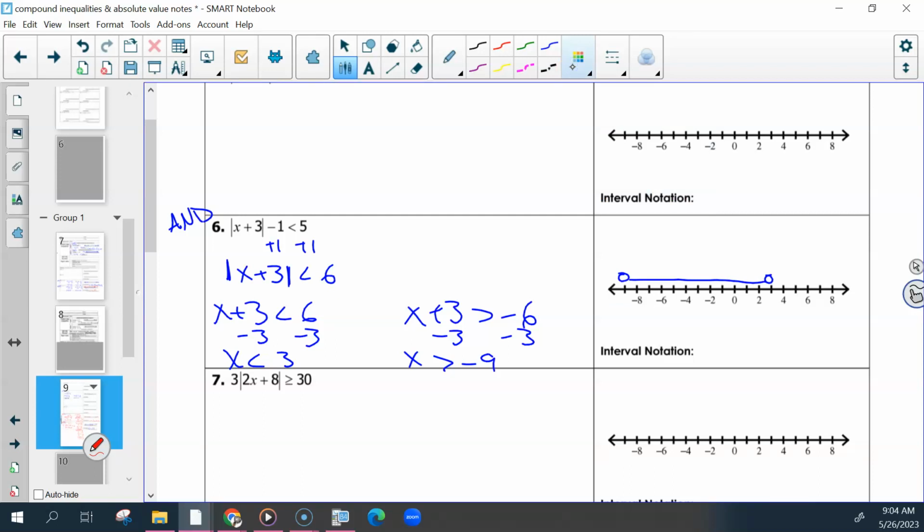But if you wanted to double check, you could graph them both. X is greater than negative 9, we go to the right. X is less than 3, we go to the left, and you can see where they overlap. Those would both be parentheses in the interval notation.